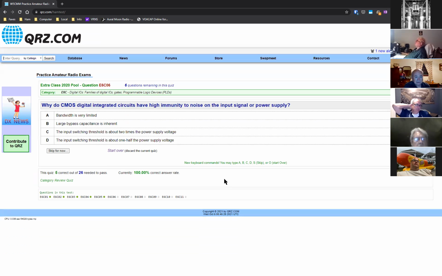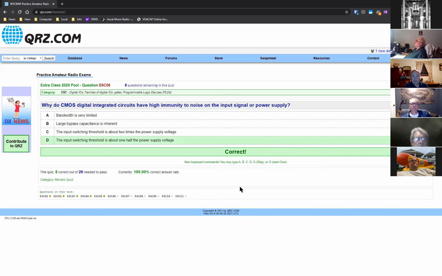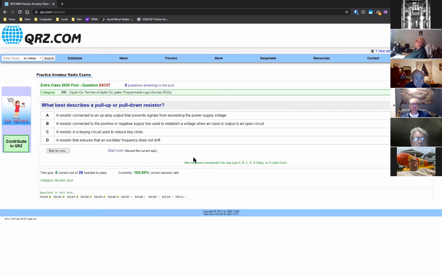Why do CMOS digital integrated circuits have high immunity to noise on the input signal or power supply? Okay, I believe this is going to be delta. That's just one you're going to have to memorize. What best describes a pull-up or pull-down resistor? It's going to be B. Bravo.